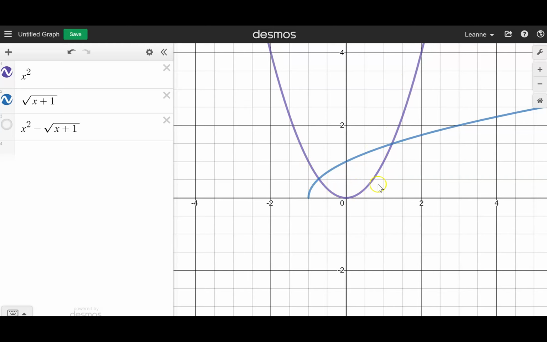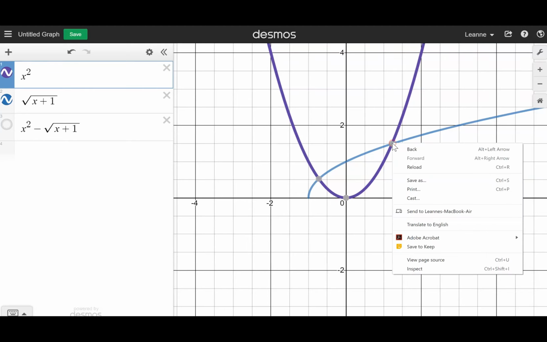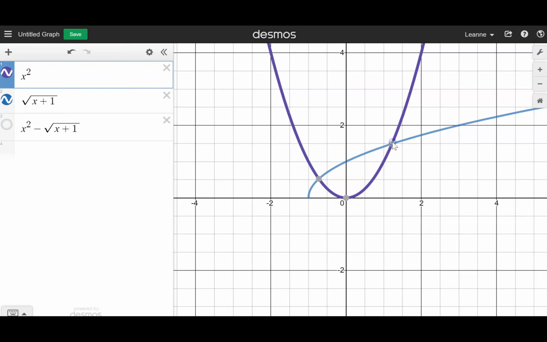So basically what I did is I just sketched the graph of each function, the x squared on one side of the equal sign, and the square root of x plus 1 on the other side. And here's our interval 1 to 2 on the x-axis. You can see right there is the point where they are equal to each other. So there is an x value, 1.221, where the x squared function equals the square root of x plus 1 function. That's one way to check and make sure the solution's there.